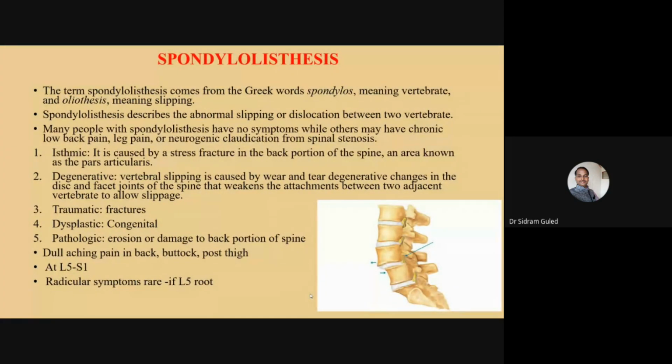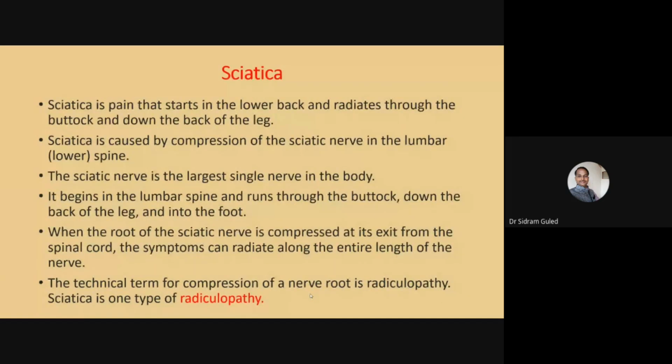There are five varieties: isthmic, degenerative, traumatic, dysplastic and pathological. There will be a dull aching pain in the back, buttock and the posterior part of the thigh. Usually it happens in the L5-S1 region. Radicular symptoms are rare, but can be observed. Next, sciatica. Sciatica is a pain that starts in the lower back and radiates through the buttock and down to the back of the leg.